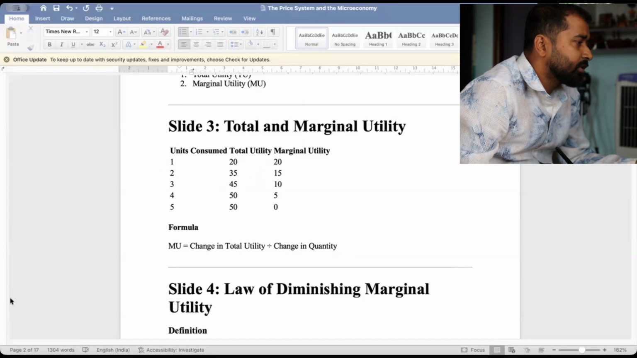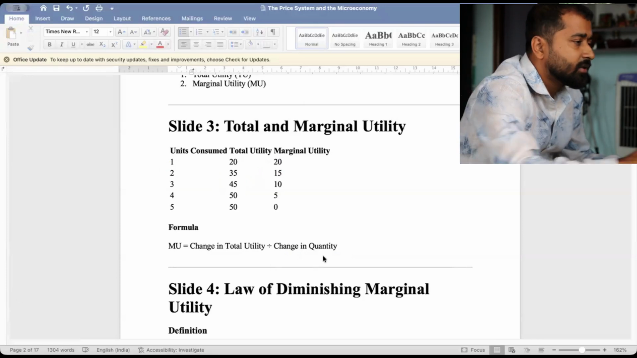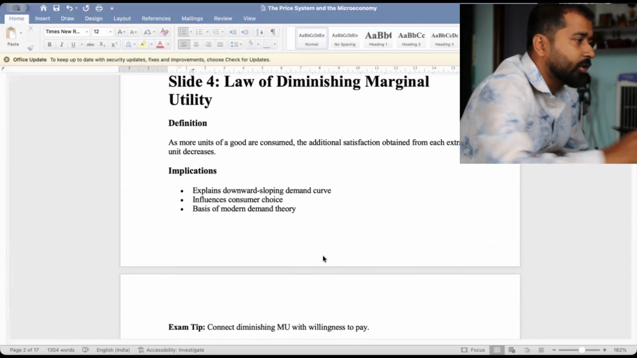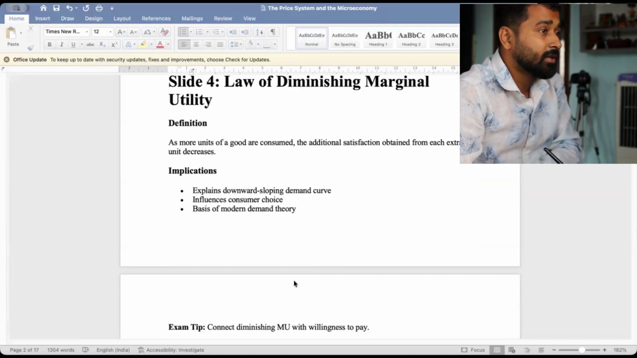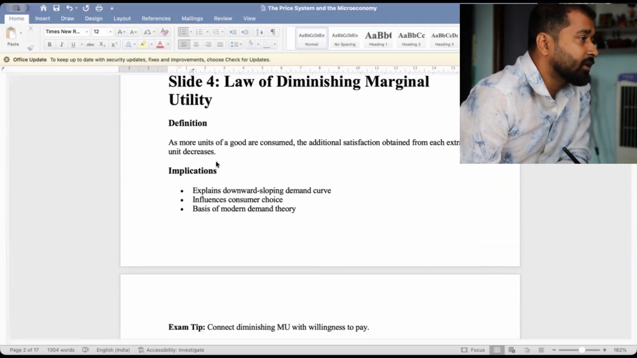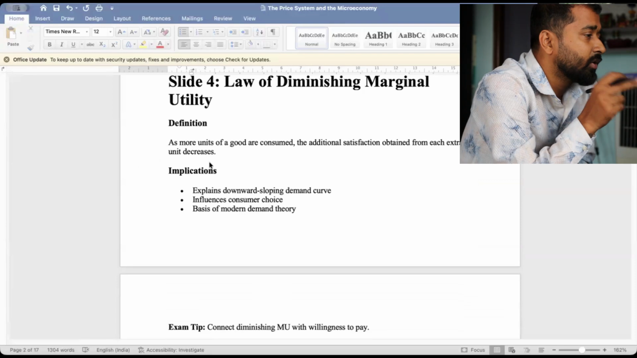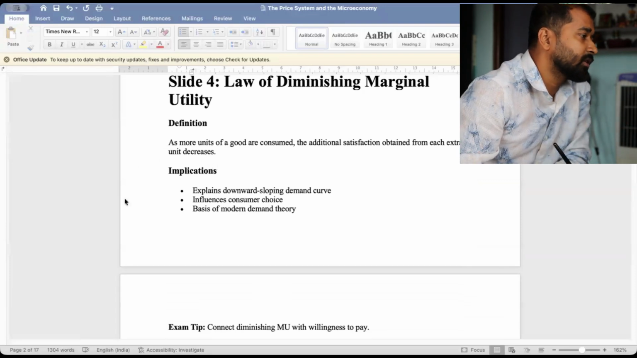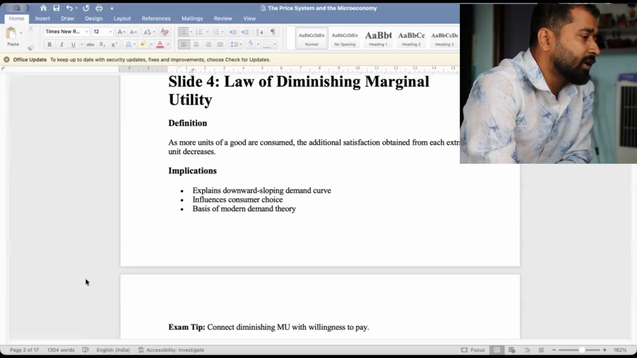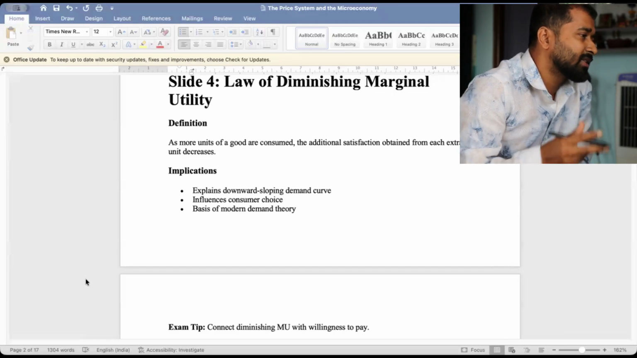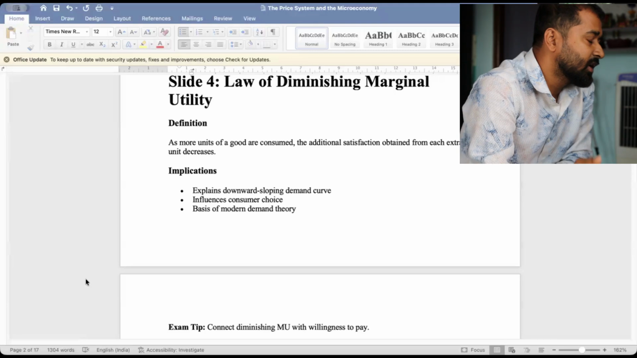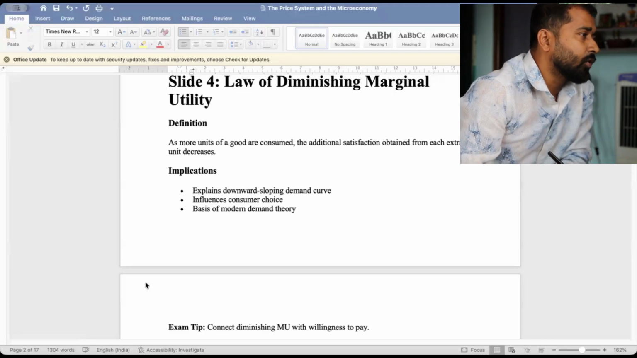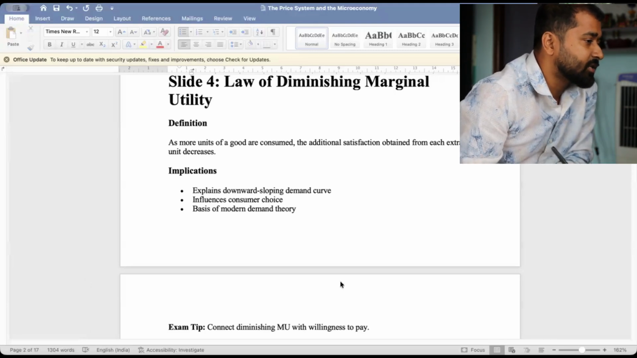Now I'm going to the next topic, that is the law of diminishing marginal utility. That point I already explained to you one more time. When you continuously purchase any product, your utility goes down, diminishing. That is known as the law of diminishing marginal utility. It is a psychology of a consumer: if you continuously purchase the same product, then your utility definitely will go down. But it has an assumption.